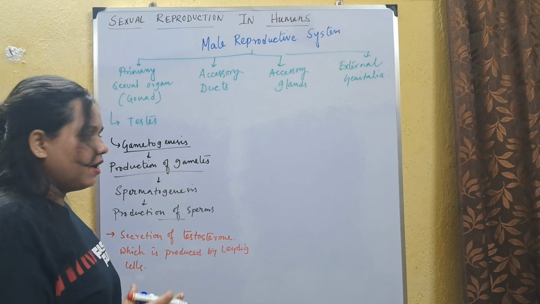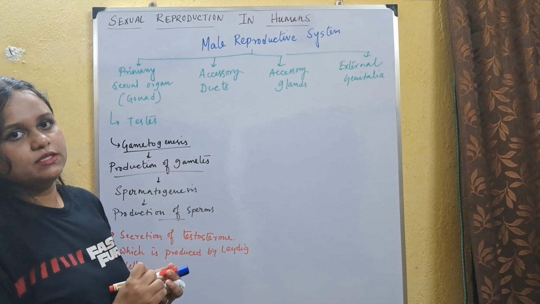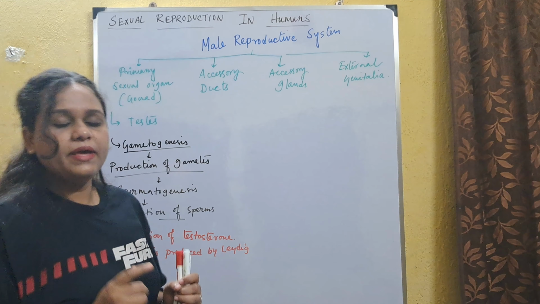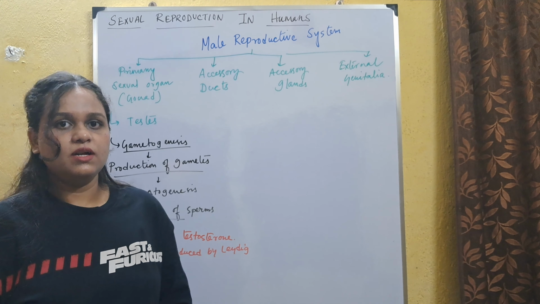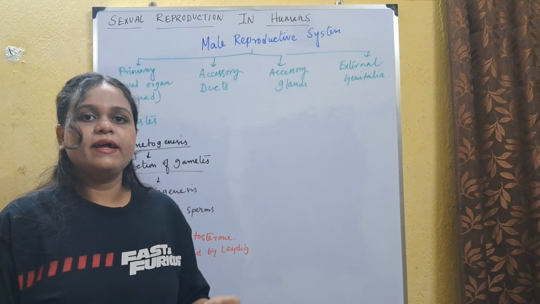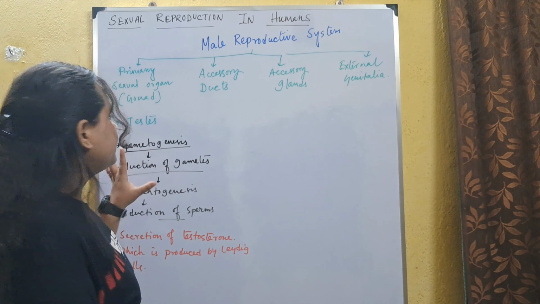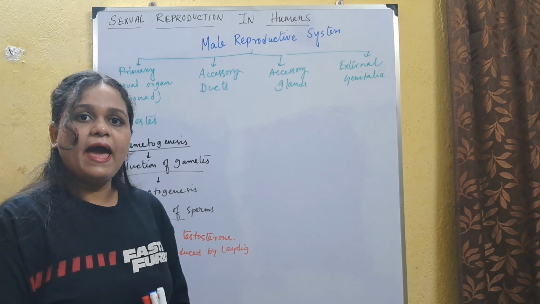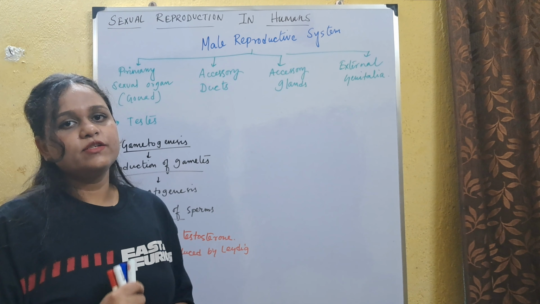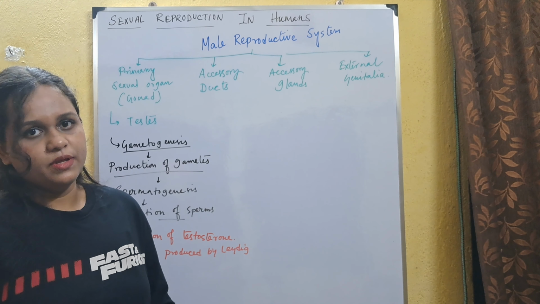Now we have an idea about the function. Now, how does the testes look like? There are a pair of testes in the male reproductive system which are almond-shaped structures, situated in a sac-like structure called scrotum. These testes come out from the abdomen, and the temperature in the scrotum is 3 to 4 degrees less than the body temperature of humans.